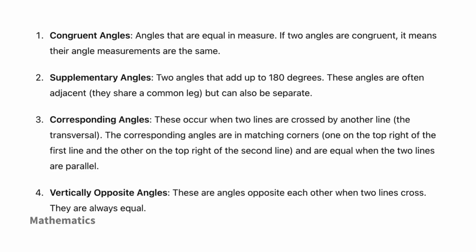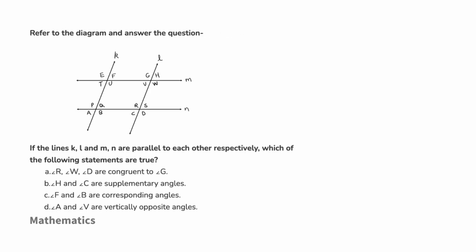Finally, fourth, we have vertically opposite angles. These are angles opposite each other when two lines cross. They are always equal. Knowing this, let's go back to the original question. So, what answer did you come up with?